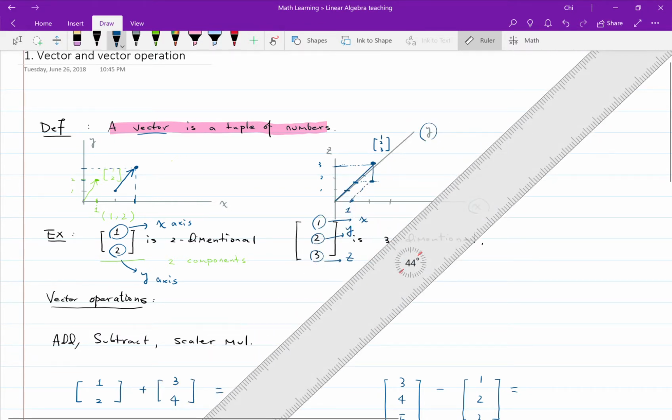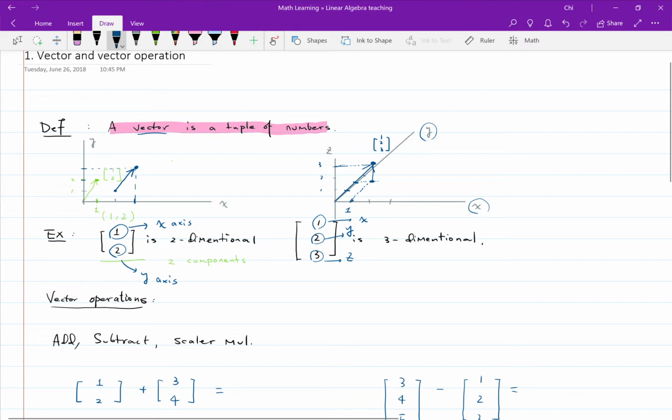Okay, much better. It's a little bit messy because the coordinates line kind of overlaps with it, but I hope you can see it. So this arrow that I just drew is the graphical representation of the vector 1, 2, 3.